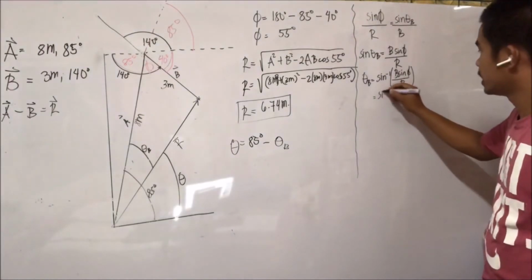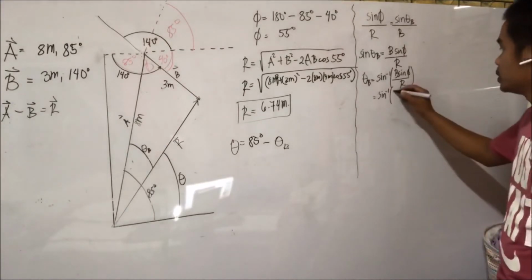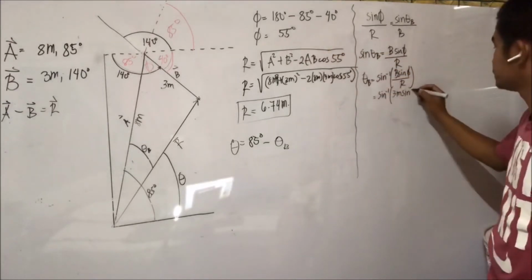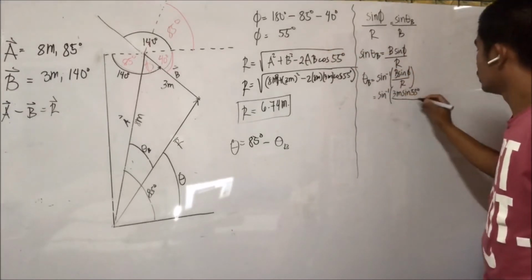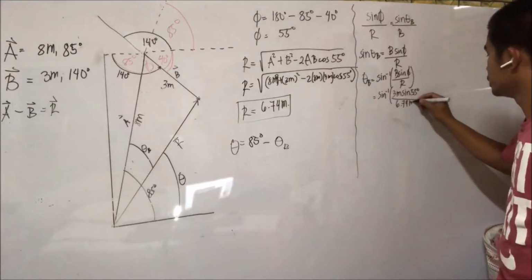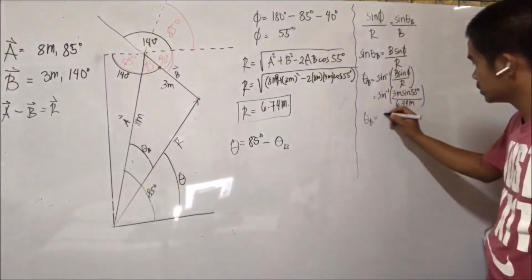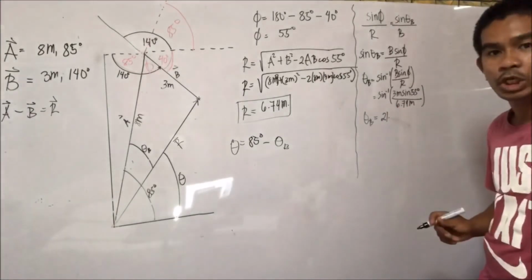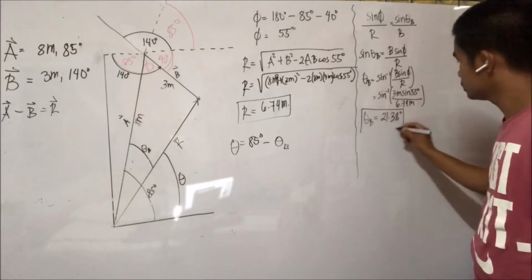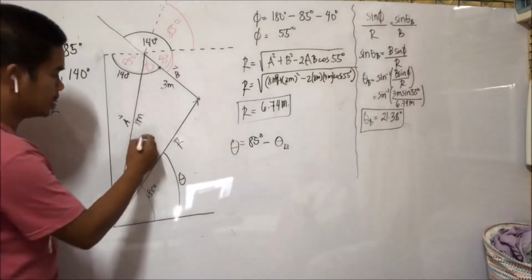and that is the inverse sine of the magnitude of B, which is 3 meters, sine phi, phi is 55 degrees, over the magnitude of R, which is 6.74 meters. Then theta B is equal to approximately 21.38 degrees. So meaning this angle measures 21.38 degrees.